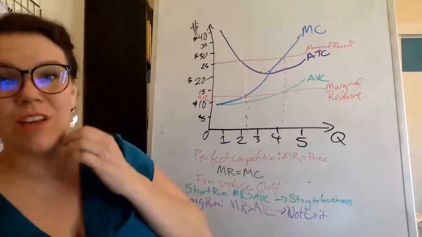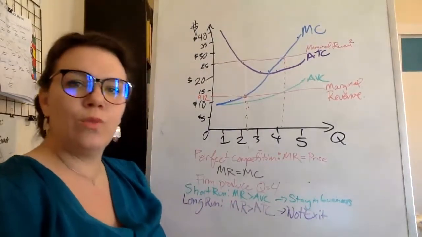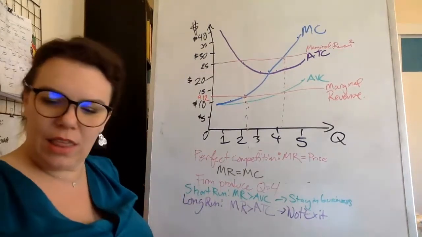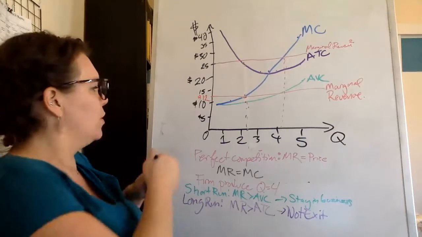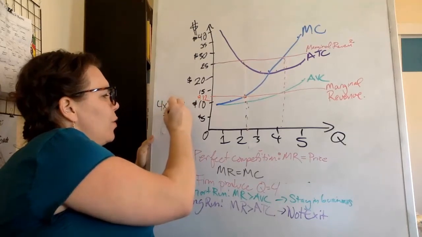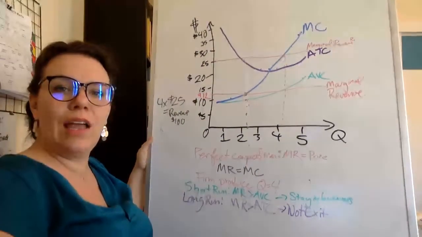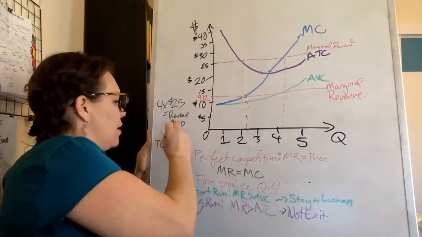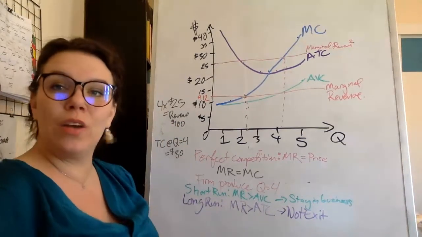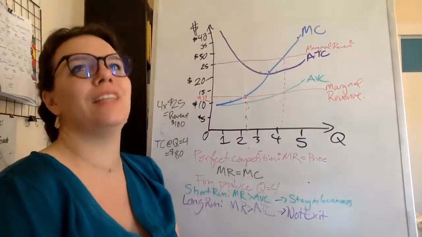Because at a price of $25, we can sell 4 units for $25 each, and those 4 units are going to cost us $80. So if we do the quick math on it, which pen should I use, right? 4 times a price of $25 gives us a revenue of $100. And then our total cost at 4 units is $80. So we'd be making $20 of profit. Pretty cool, right? So we'd stay in business. Of course we'd stay in business.